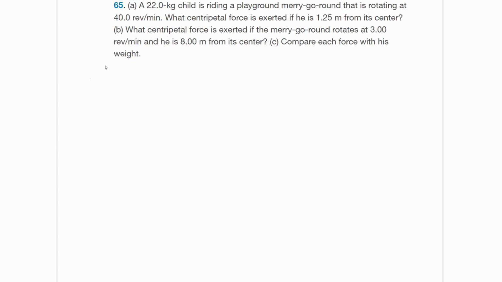All right, next problem is number 65. The first part is: a 22 kilogram child is riding a playground merry-go-round that is rotating at 40 revolutions per minute. Let's just stop right now and put in here that we're rotating at omega equal to 40 revolutions per minute. So we recognize that this is omega.